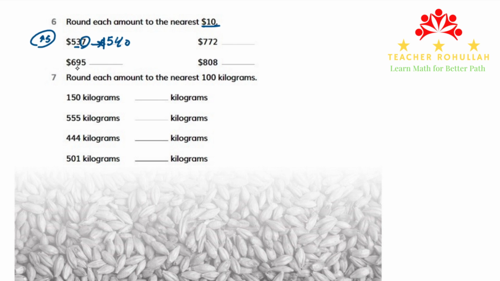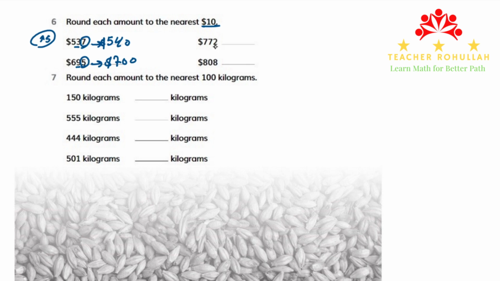In the second number, we have $695. So the digit in the tens is 9. And in the ones we have 5. 5 is 5 or more. Again, it rounds up. The number that we get is $700 because 9 increased by 1 is 10. So the 1 of 10 will be added to 6. And we get 7.